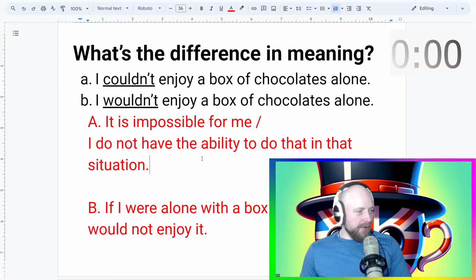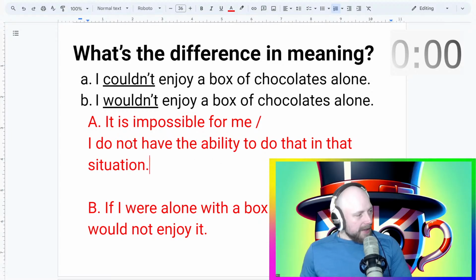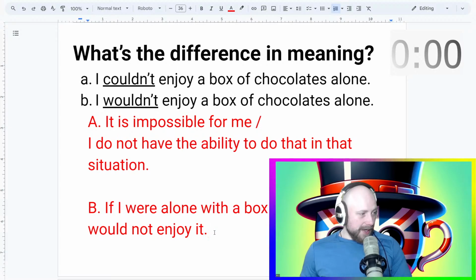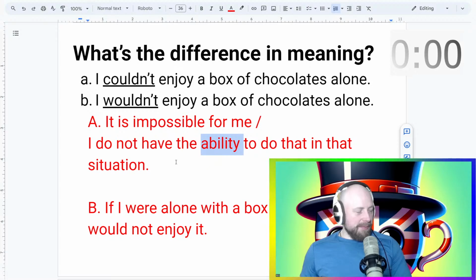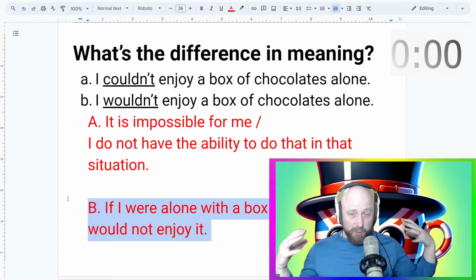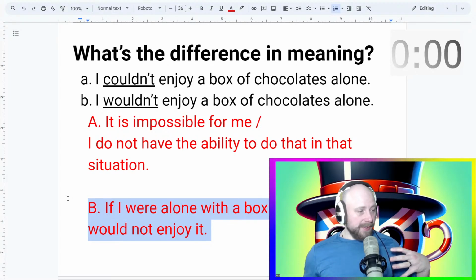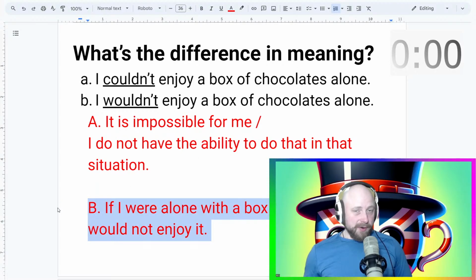So A is, I do not have the ability to do that in that situation. I could not. And then B is, if I were in the situation, I would not enjoy it. So yeah, we could think of it as A is talking more about ability, and B is talking more about possibility. There's also this aspect of A being related to my ability, whereas B is more just what would happen in that situation. Because we could be certain, of course.